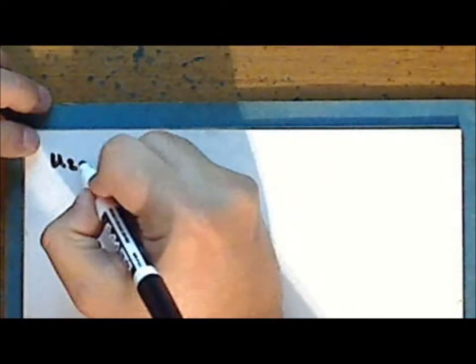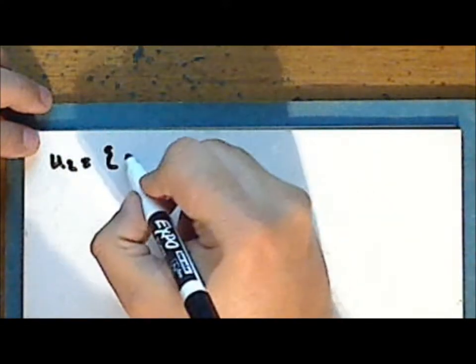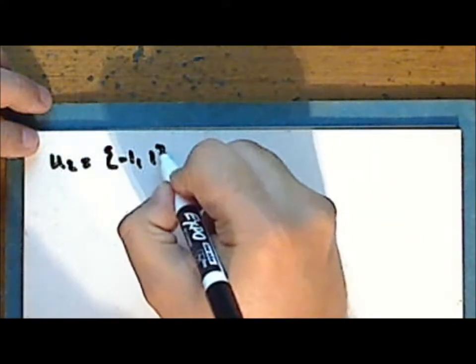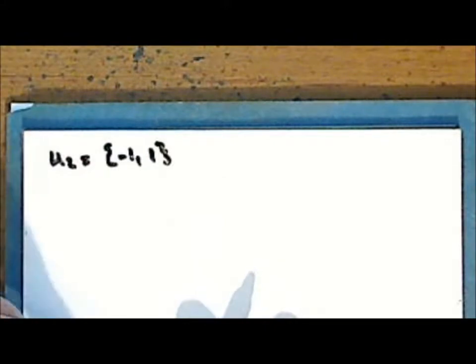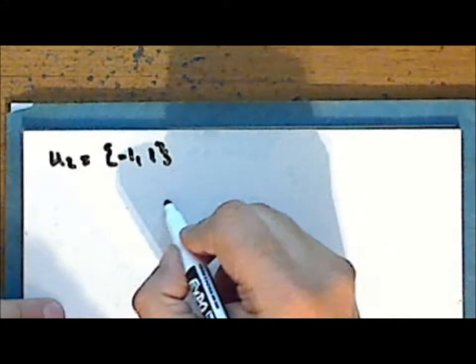And so the set of the square roots of unity consists of negative 1 and 1. No surprise here, but let's look at the geometry for a minute.